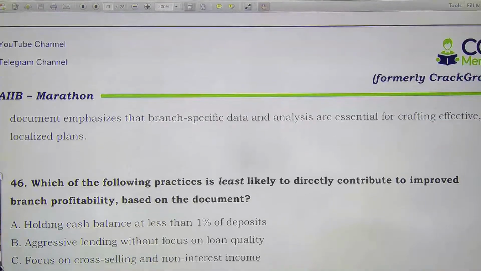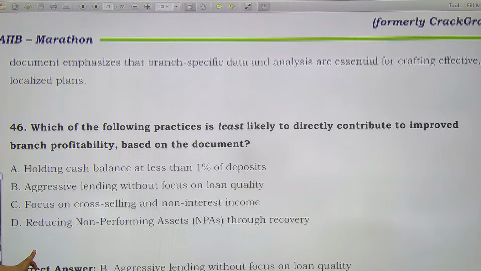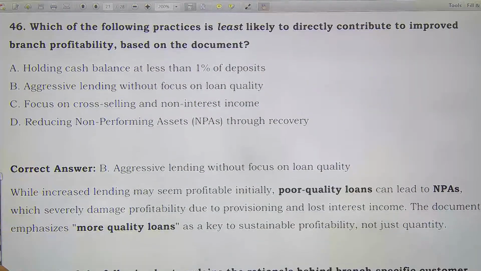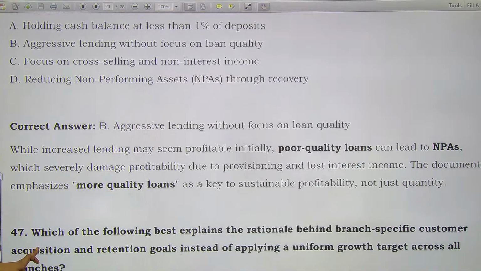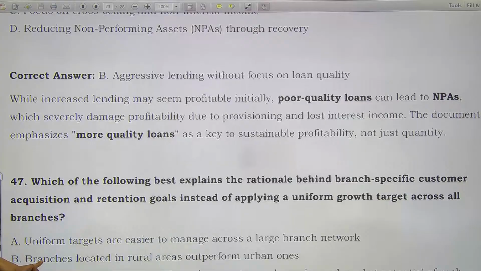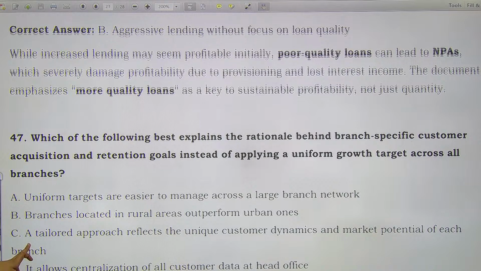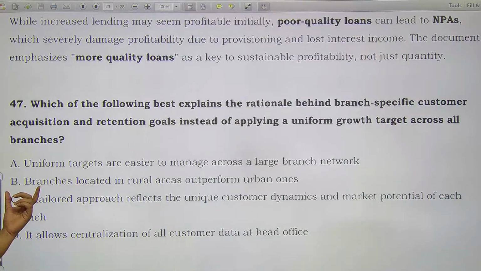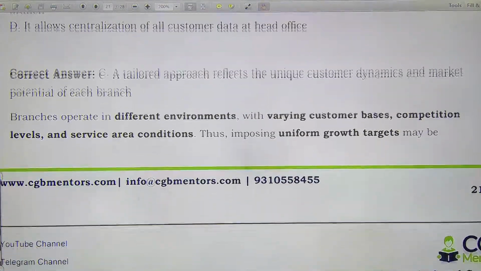Now, which of the following practices is least likely to directly contribute to improved branch profitability? Aggressive lending without focusing on the loan quality is going to be very detrimental for you. Now, what is the rationale behind branch specific customer acquisition and retention goals instead of applying uniform growth targets? See, just now we talked about how important it is to have a tailored approach because customers are different in different kinds of branches. So that is why potential is also different.